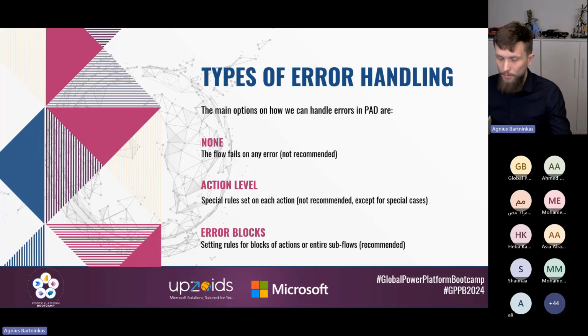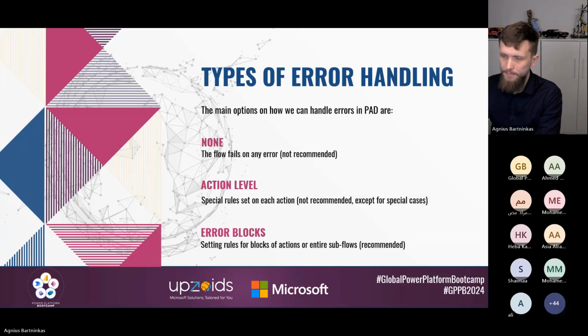And like with cloud flows, even though it's actually very different, there are again three approaches to handling errors in desktop flows as well. And at a high level, they're actually similar to those of cloud flows. So first of all, we can simply do no error handling, which again will mean that our flows will fail on the first error, which is again not recommended.